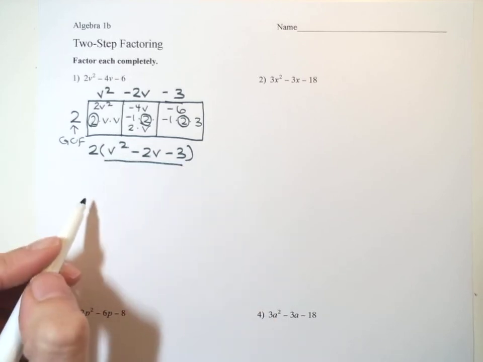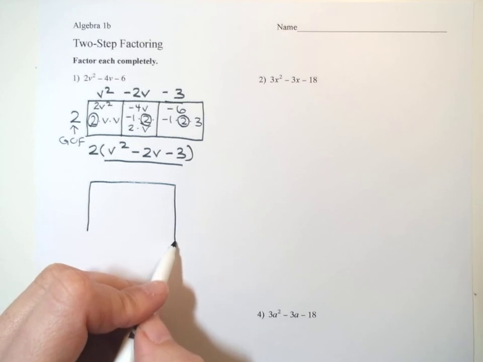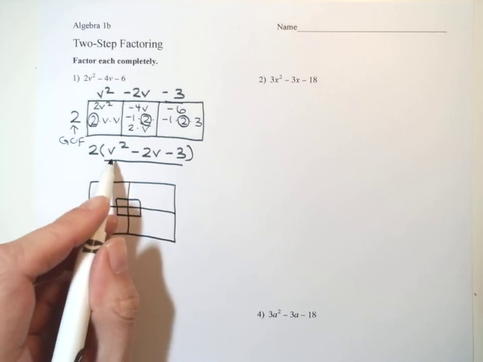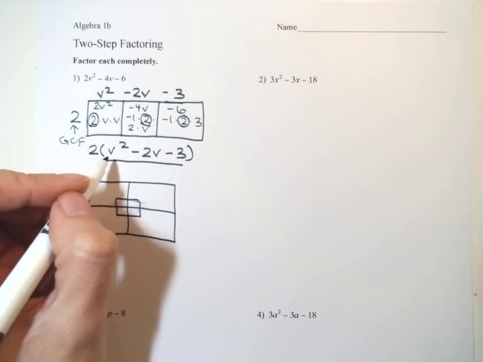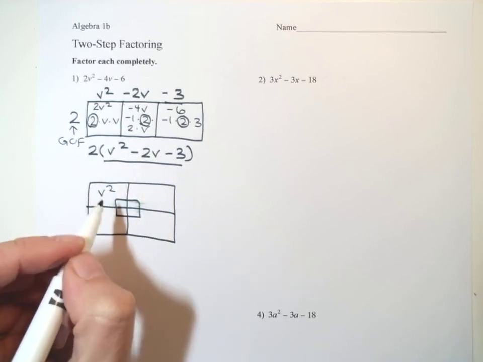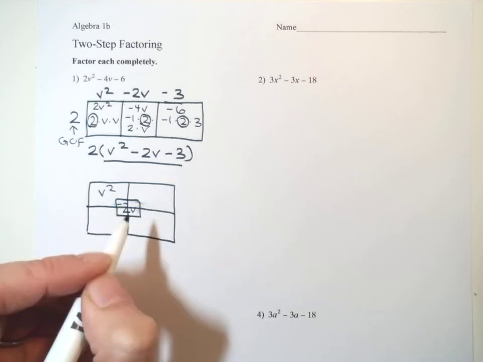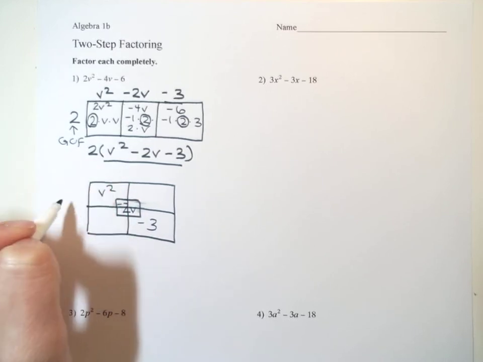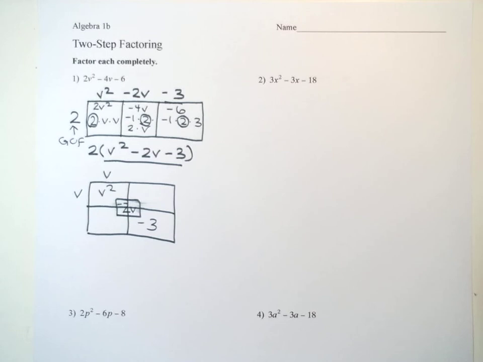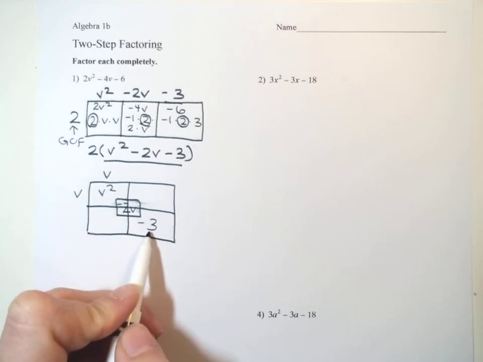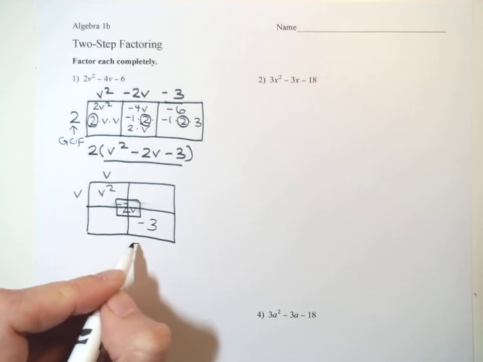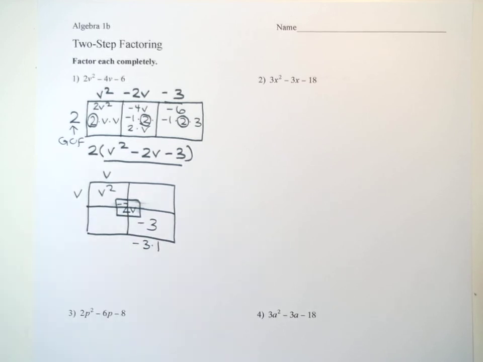So we're going to use a 2x2 box. And we're going to factor this trinomial. So we're going to put v squared here, negative 2v here, and negative 3 here. And what multiplies to give us v squared? V times v. What multiplies to give us negative 3, but adds to negative 2? I'm going to say negative 3 and 1.